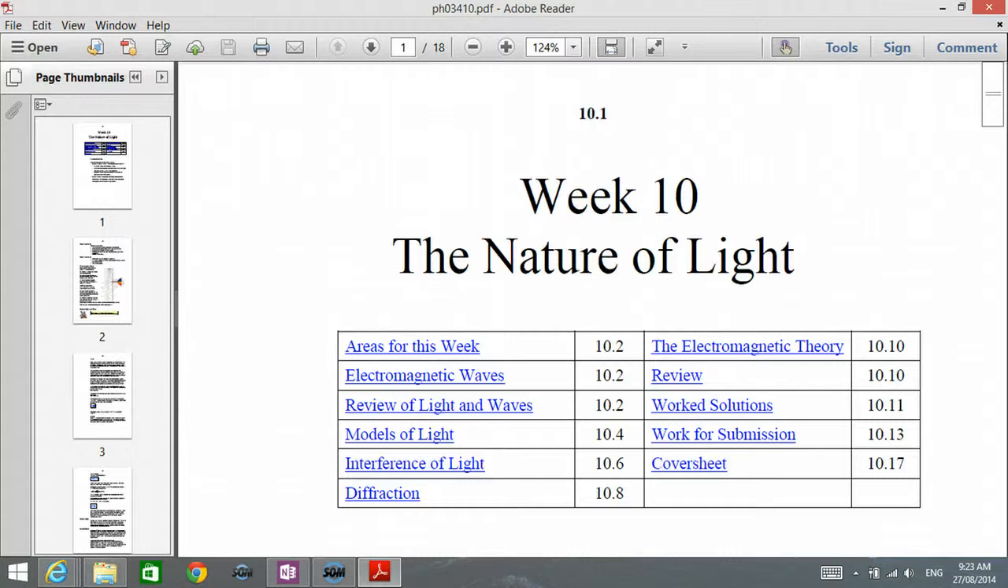Good morning, everyone. Today we are going to start a new topic, the nature of light, or we call it light and matter.